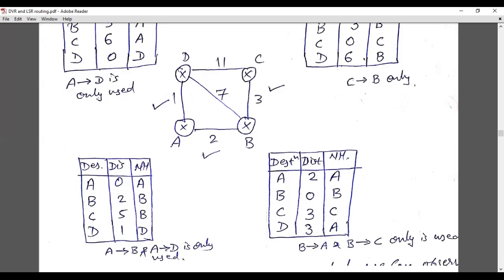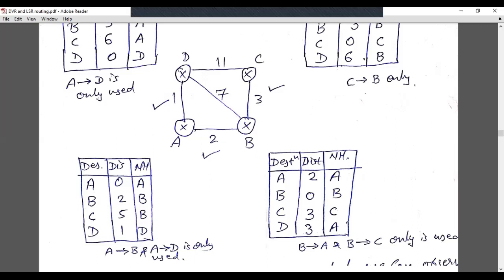Then for C, our intuition comes up here. We know that it is 11 on one side, and 2 plus 3 on the other side. That is 5, through router B. So by intuition, we are preparing our table. Then for D, A to D is 1, and the next stop is D. So A to B is used and A to D is used. The rest of the edges are not used.